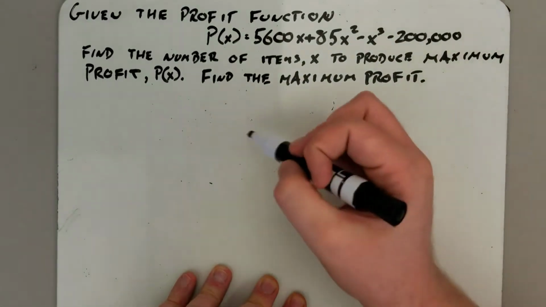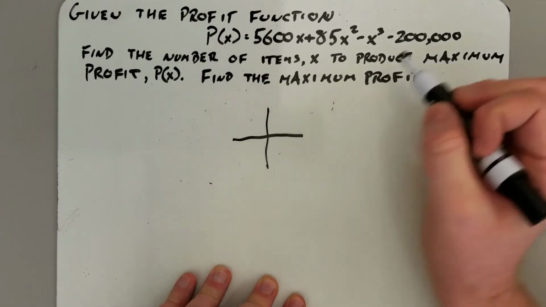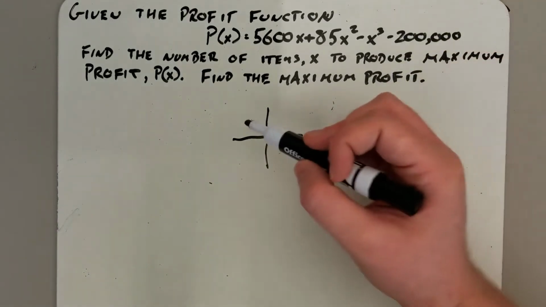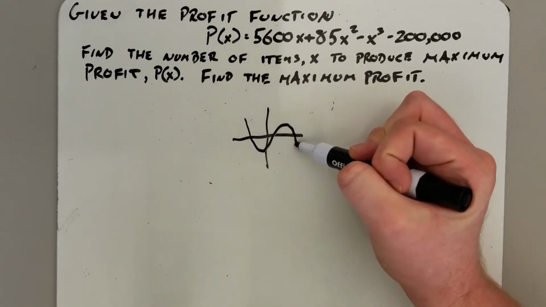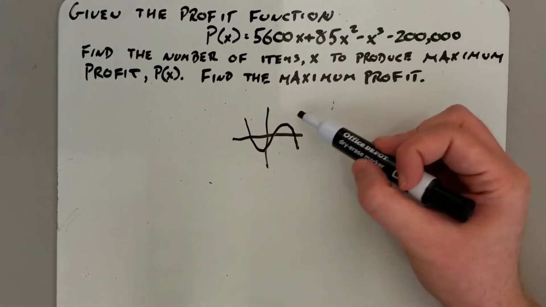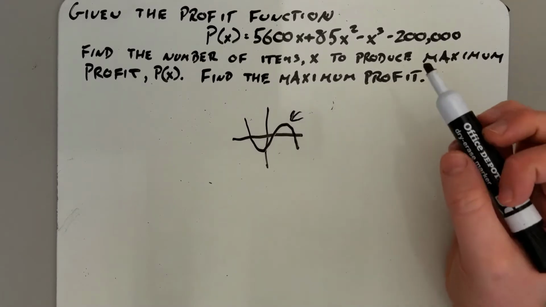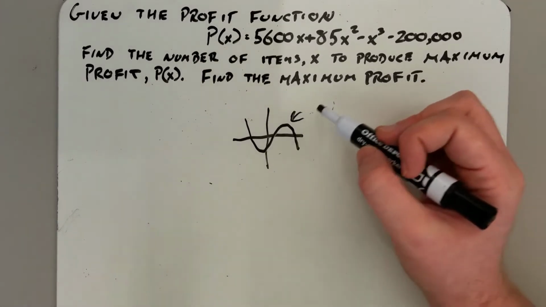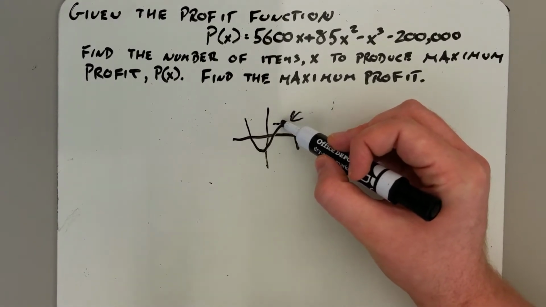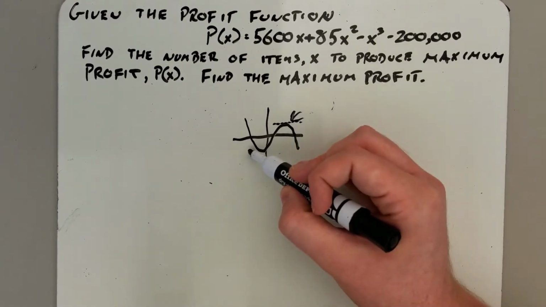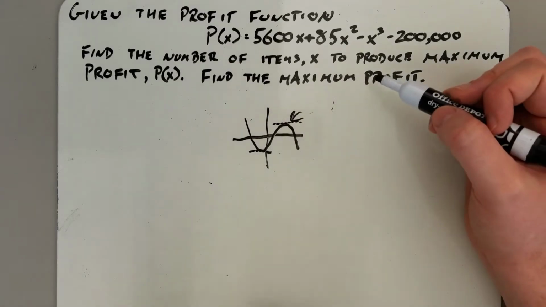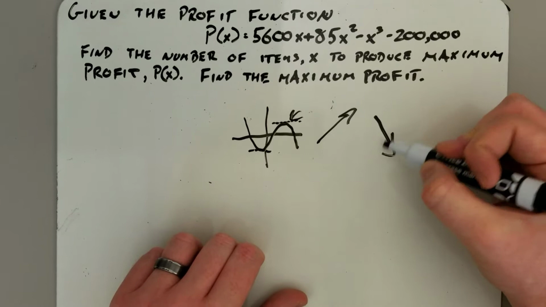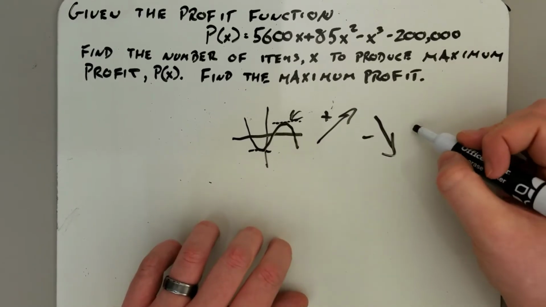So just real quick recap. This is a trinomial, which means that it's going to start up and then down. It'll probably look something like this. And what we want to know is this value right here. Well, any derivative we take will tell us where our slope is equal to 0. Remember, a positive slope goes up like this, a negative slope goes down like this, and a 0 slope is a flat line.